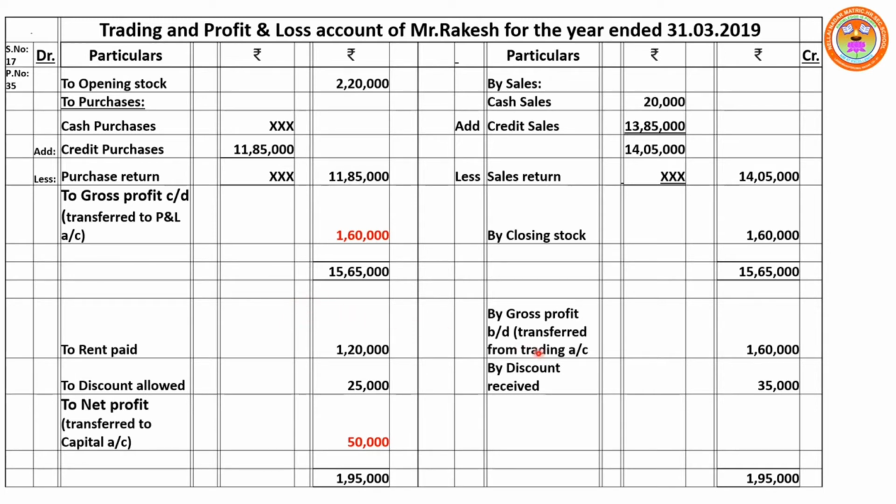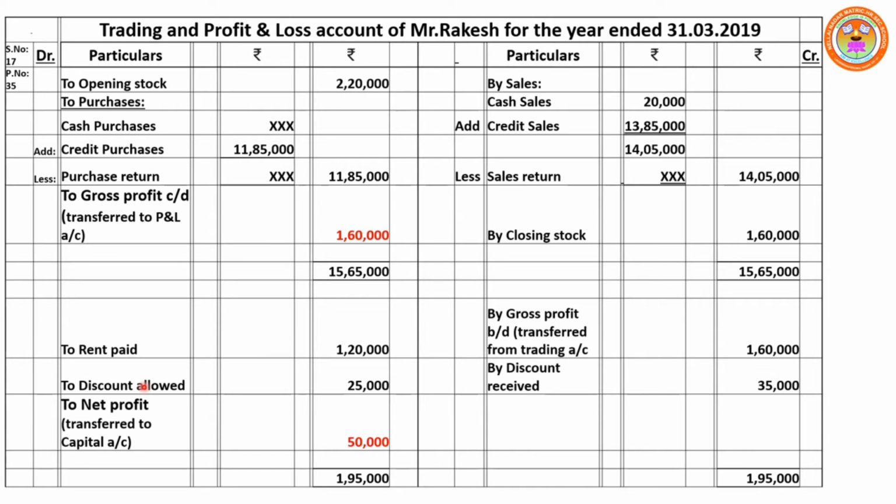Next step, profit and loss account. We can continue. Already we have written the heading at the top itself. This gross profit will be brought to the opposite side, credit side. So by gross profit transferred from trading account 1,60,000. Now use nominal account rules. Debit the expenses and losses, indirect expenses and losses. Indirect expenses will be shown under profit and loss account debit side.